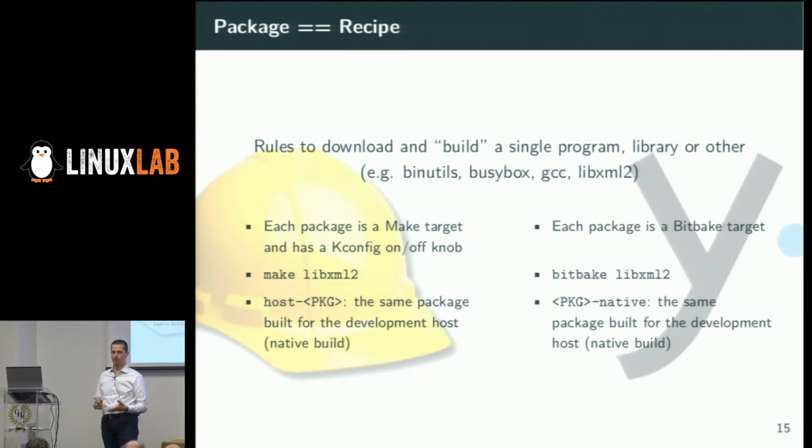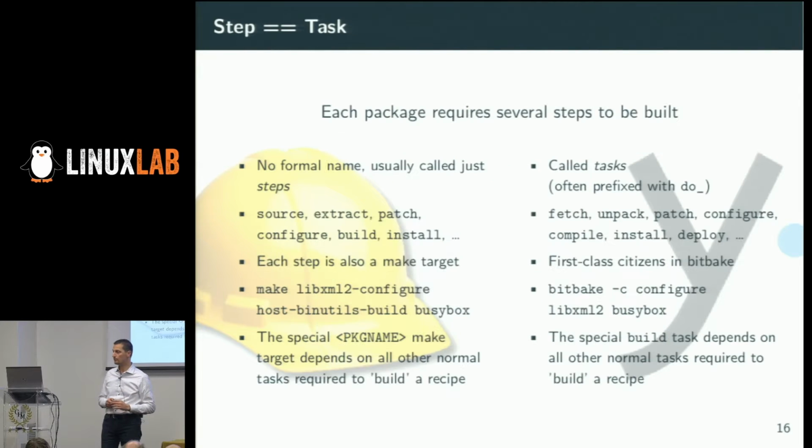To build a package for the host machine natively in Buildroot, you have a package with a host-prefix, like host-libxml2 to build it for the host. And in Yocto, it's called package name-native. It's the same thing here.